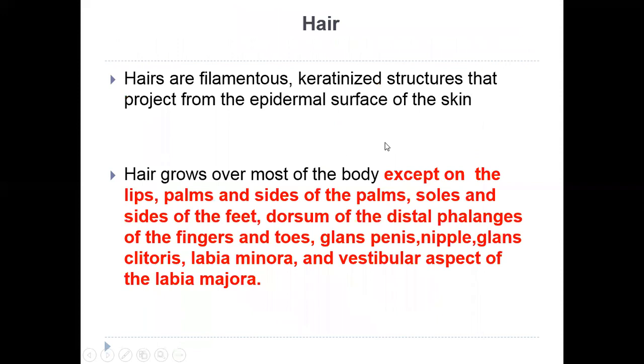Now, hairs are filamentous keratinized structures that project from the surface of the skin. They are seen all over the body, excepting the lips, palms, sides of the palms, soles, and sides of the feet. These are areas where we have thick skin. So thick skin does not have hair. Then again, the dorsum of the distal phalanx of the fingers and toes, glans penis, nipple, glans clitoris, labia minora, and vestibular aspect of labia majora. In these areas, hairs are absent.